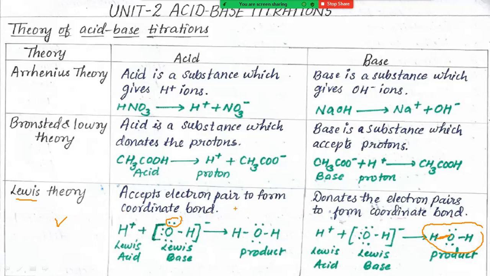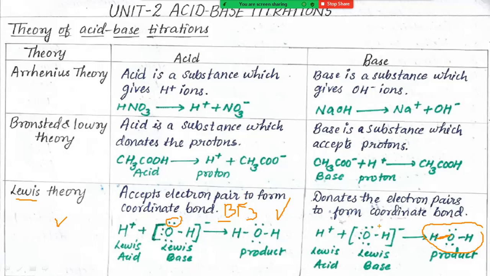Okay, there are a few other examples for Lewis acids, such as BF3, boron trifluoride, and AlCl3, aluminum trichloride. These substances are called Lewis acids. Here boron and aluminum are positively charged ions, which will always try to accept electrons and form a coordinate bond. That's why BF3 and aluminum chloride act as Lewis acids, right?